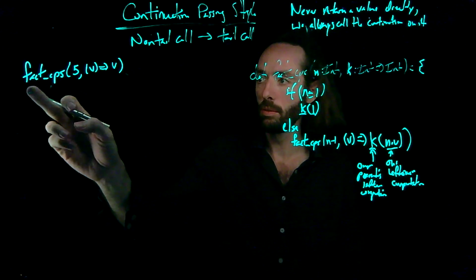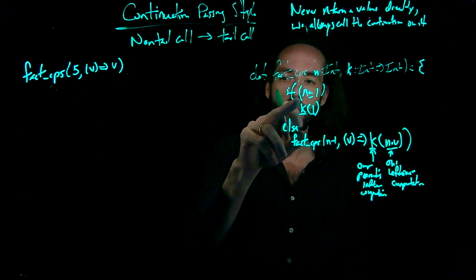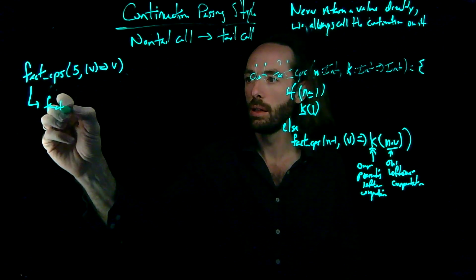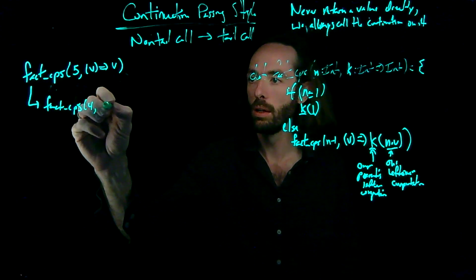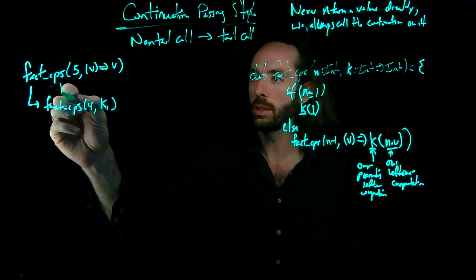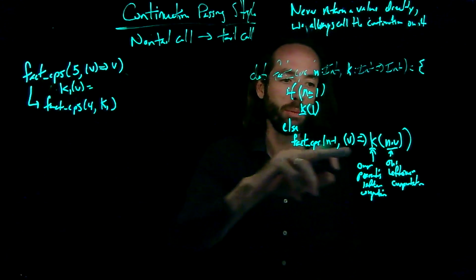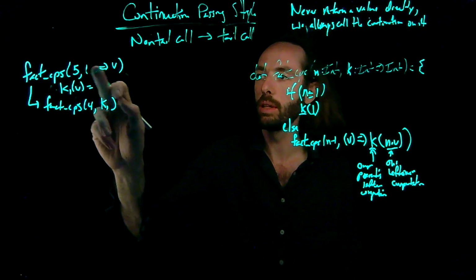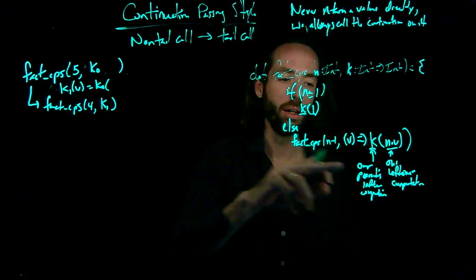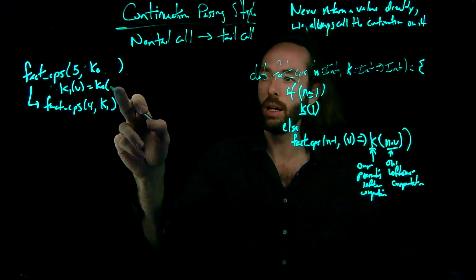So what does this do? Fact CPS on 5 with this continuation, well, we look through here, 5 is definitely bigger than 1, so we end up calling fact CPS on 4 with a new continuation. Let's call it K1. Well, what is K1 going to be? We sort of wrote it down here. K1 of v should be, well, let's call this K0 to start with, K0 of whatever n was for this call. So that's going to be 5 times v.